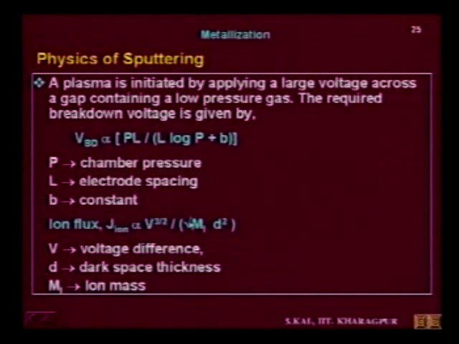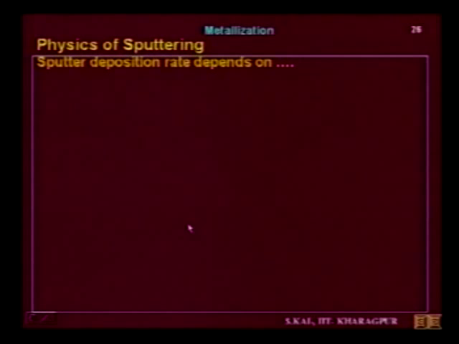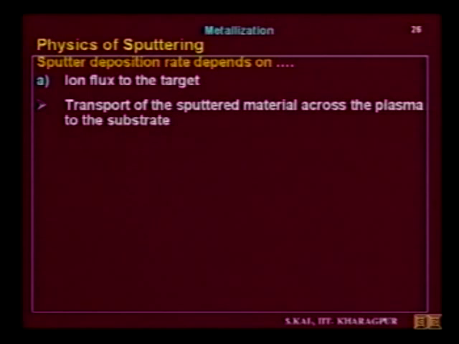Now, the sputter deposition rate depends on several factors. What are those factors? Ion flux to the target: if the ion flux is more, the deposition rate also will be more. Then, transport of sputtered material across the plasma to the substrate. One is the ion flux, next is the transportation. The atoms will come out from the target. How they are transported through the plasma onto the substrate is also a deciding factor of the deposition rate.